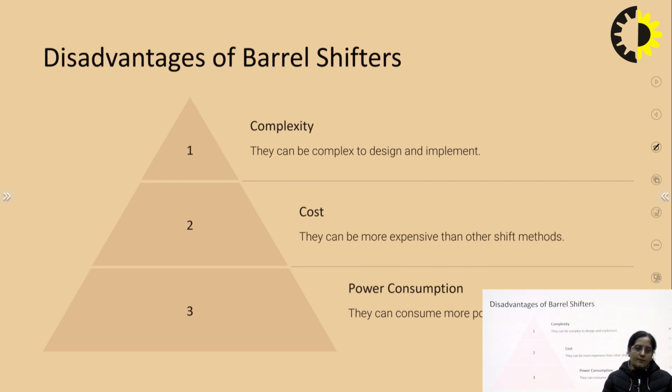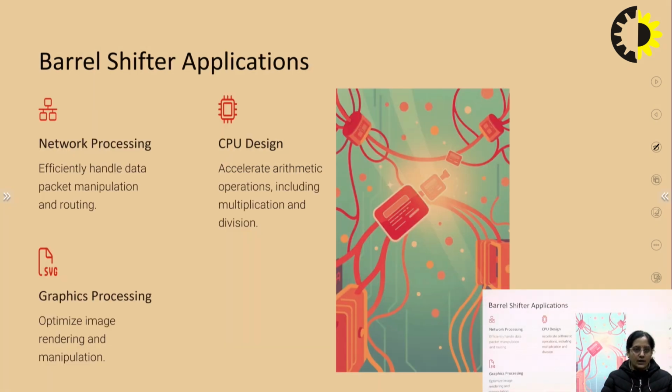Now as compared to smaller ones, we have power consumption also. So a number of multiplexer components work at a time. If 64 components are working at a time, the power consumption is also increased. So barrel shifter will consume more power. But in spite of these disadvantages, we use barrel shifter in the following circuitries.